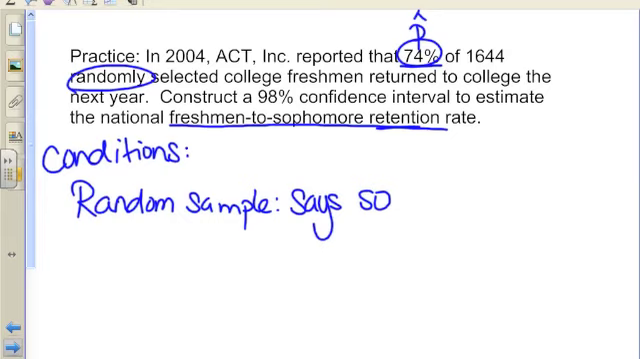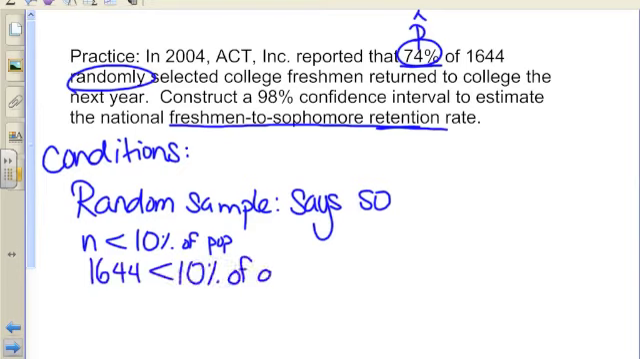And then I'm going to check to see if my sample size is less than 10% of the population. Well, my sample size, they asked 1,644. So that would need to be less than 10% of all college freshmen, right, that would be coming back. I'm pretty sure that there's going to be probably over 10,000 college freshmen around the country, so we should be okay there.